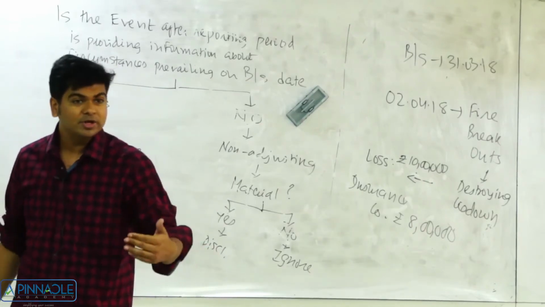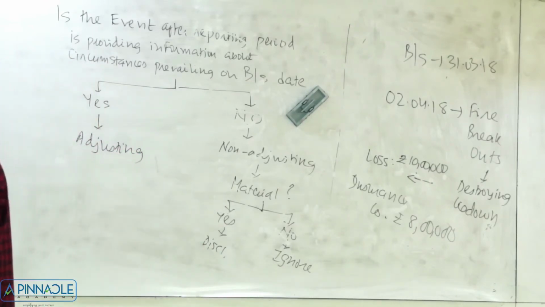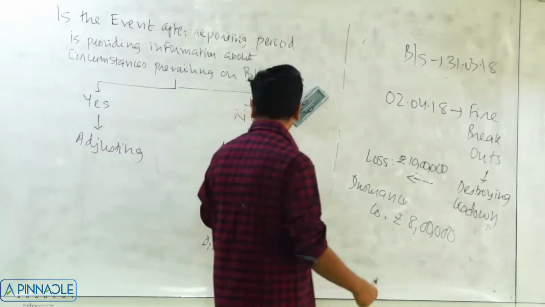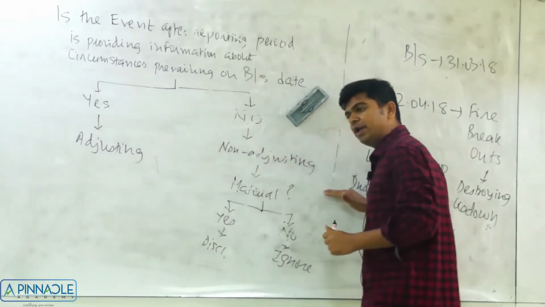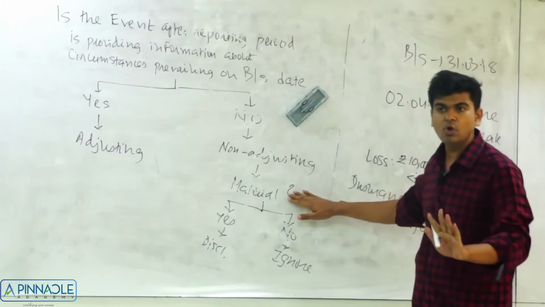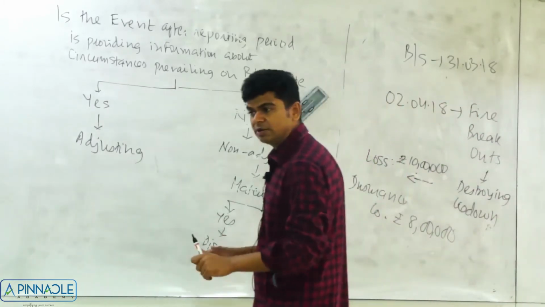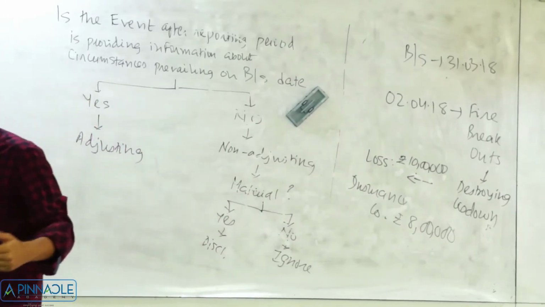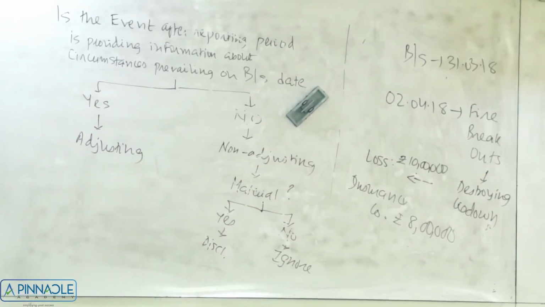Isn't it? Why couldn't you stop it? So we did not know that a fire would break out 2 days after the balance sheet date. In other words, this is again a new development. So it is non-adjusting. Non-adjusting, I will not disturb my financial statements. I'll leave them as they are. But yes, is it material? Yes, my readers should know that a fire has broken out.